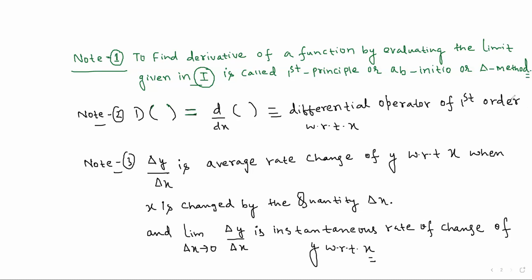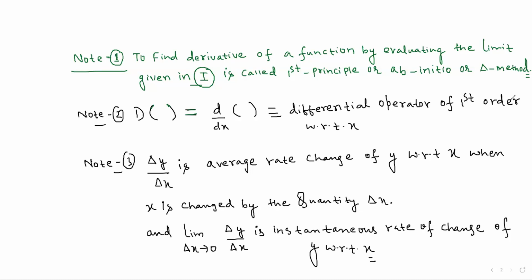Note number three is that delta y upon delta x is the average rate of change of y with respect to x when x is changed by the quantity delta x. So I think there is no need of any explanation here. Simply, x changed by delta x. And with the limit extending to zero, delta y by delta x is the instantaneous rate of change of y with respect to x. Sound right?